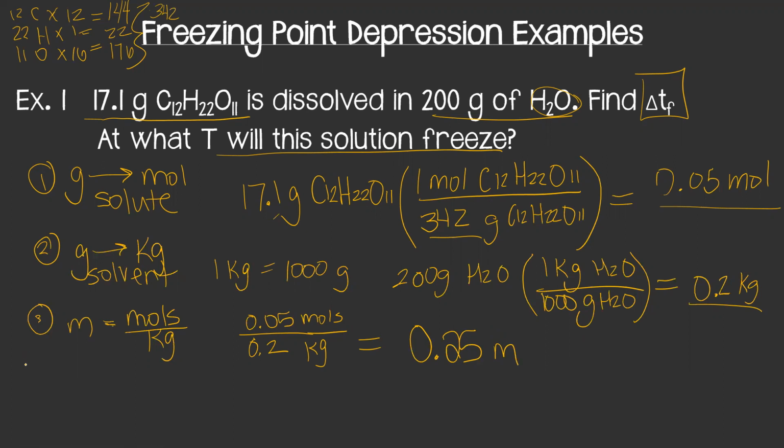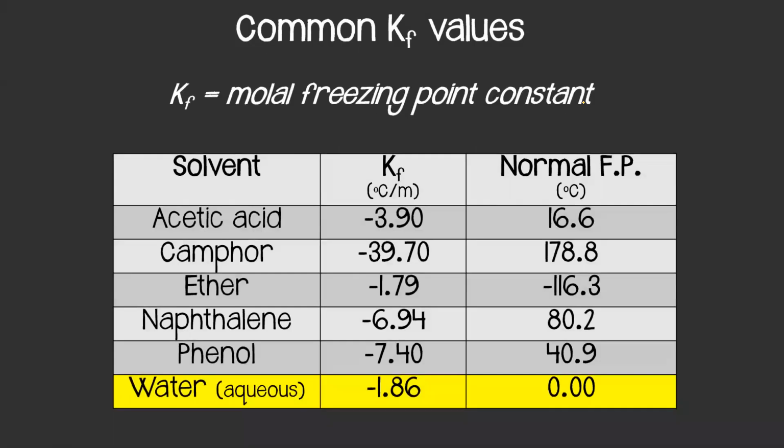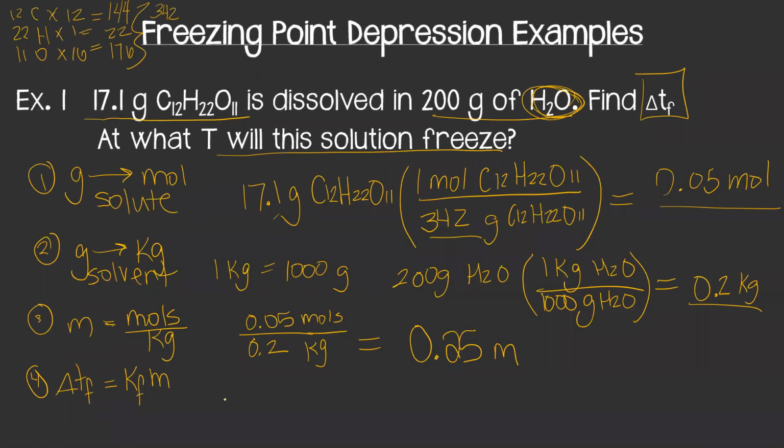Okay, so now I finally have everything I need to actually solve the problem. So I'm using the equation delta TF is equal to KF times lowercase m. So I need to look at the KF for water. So I'm going to go back on my chart. Here's water. I need to use this value for KF. So negative 1.86 units degrees Celsius over M times M, which is up here. Now the M's are going to cancel.